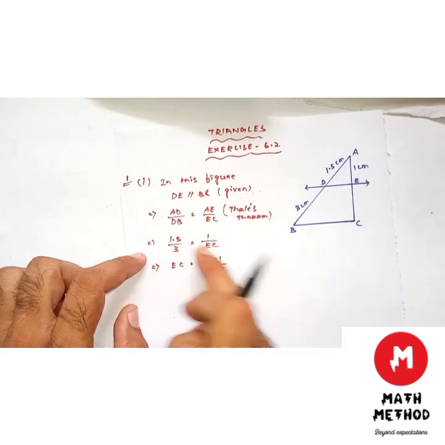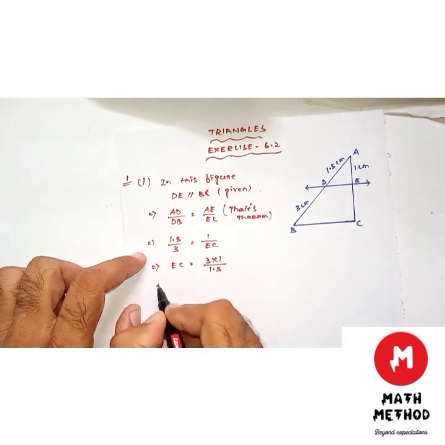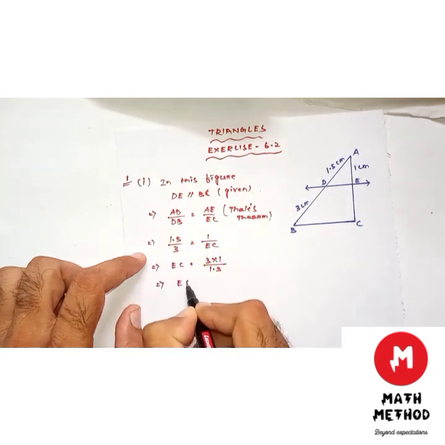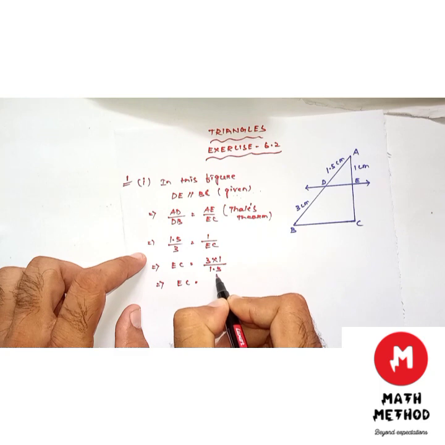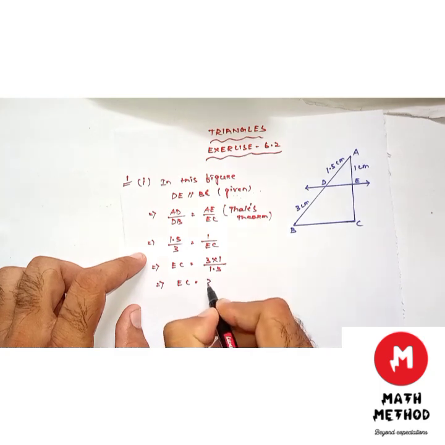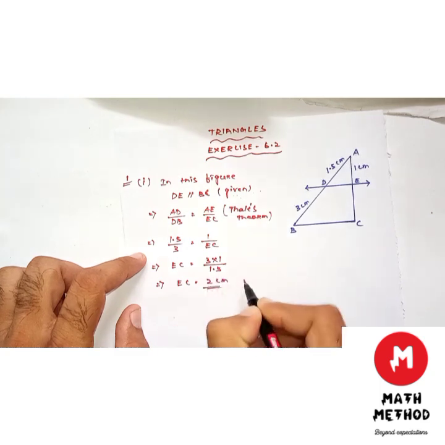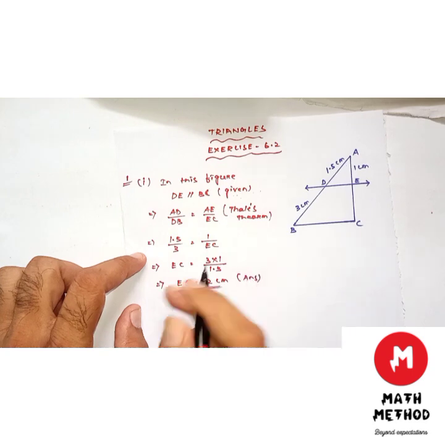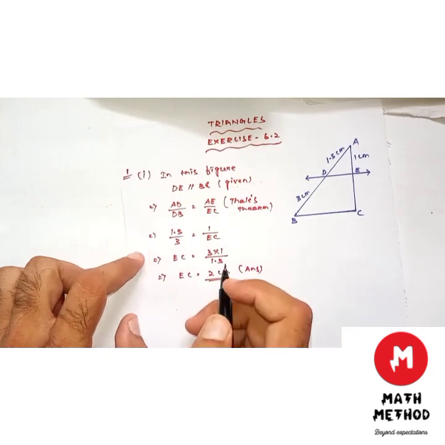3 into 1 divided by 1.5 implies EC is equal to 2 centimeters. This is our answer, part 1. Similarly for part number 2.